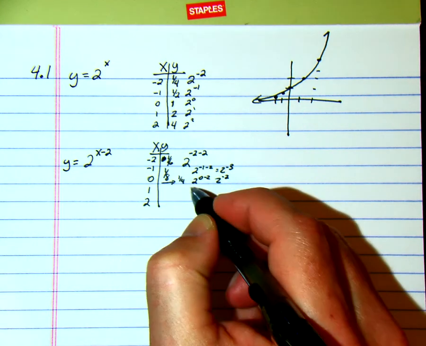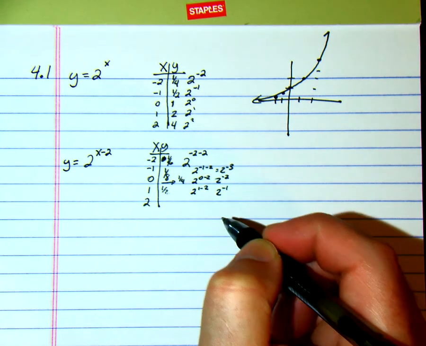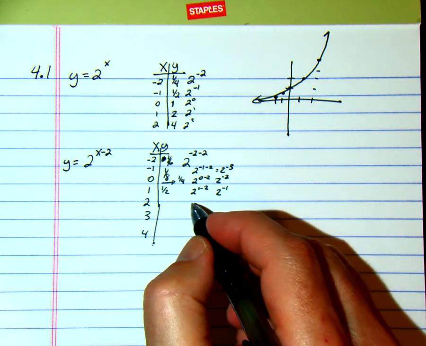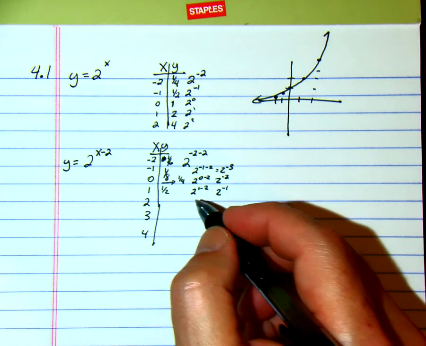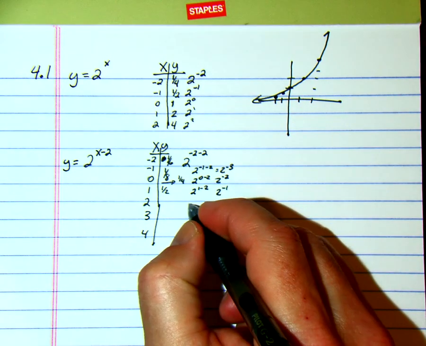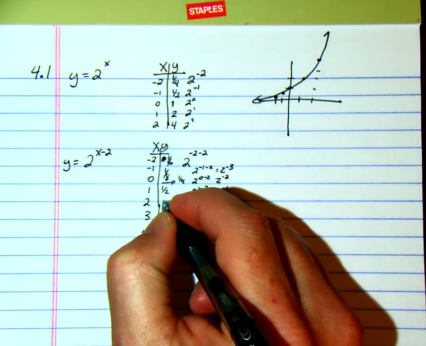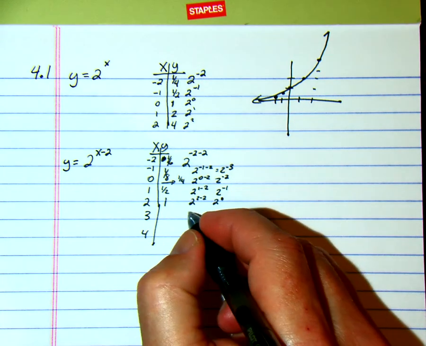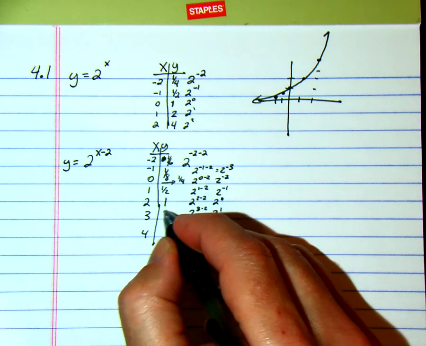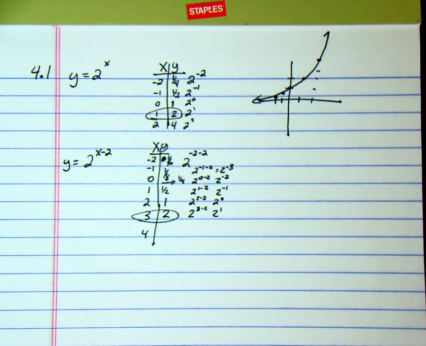2 to the 1 minus 2, which is going to be 2 to the -1st, which is going to be 1/2. And then what I need to do is extend this to 3 and 4, just so we have an idea. Let's finish this up. 2 to the 2 minus 2 is 2 to the 0, which is 1, which we've already known. 2 to the 3 minus 2 is 2 to the first, which gives me a 2. So we can see instead of being at 1, 2, this is at 3, 2. Otherwise, it's the same exact point.